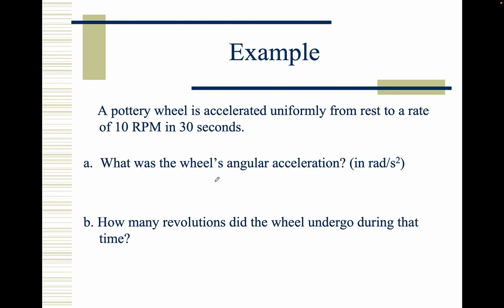Now, some quick examples of how you actually use these formulas. So take a look at this one. A pottery wheel is accelerated uniformly from rest to a rate of 10 revolutions per minute in 30 seconds. First of all, we've got to convert revolutions per minute into something a little more convenient. So doing that, 10 revolutions, each revolution is 2 pi, so 10 times 2 pi is the number of radians 10 revolutions is equivalent to. And 1 minute is 60 seconds. If you simply divide that, you end up with pi over 3 radians per second.